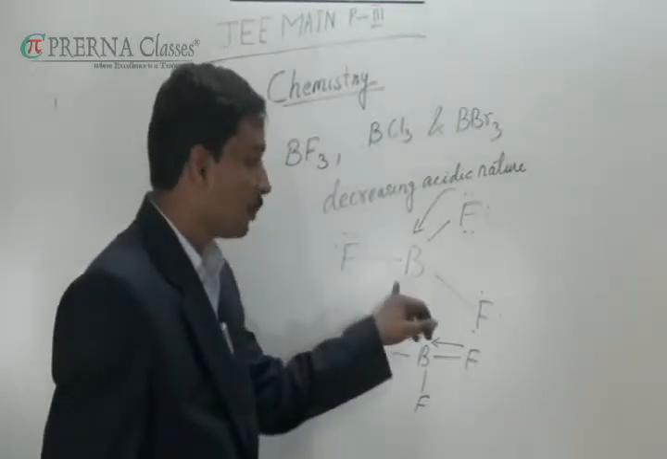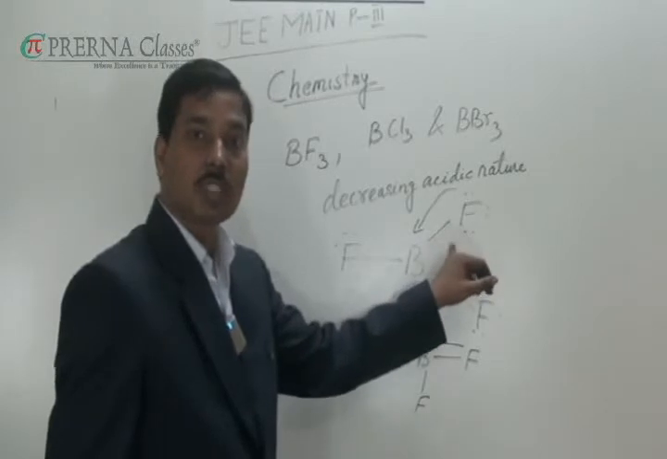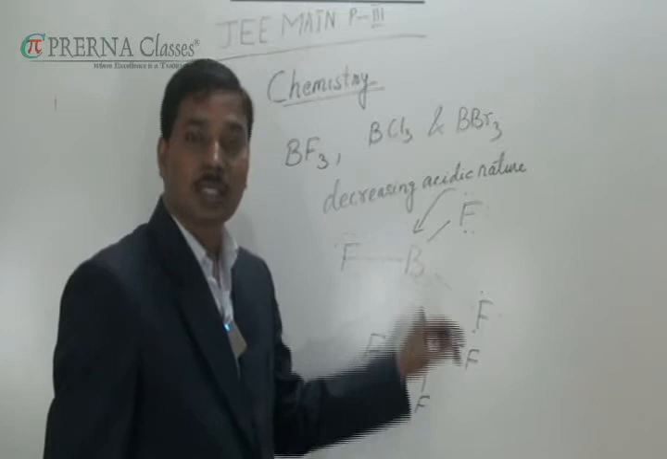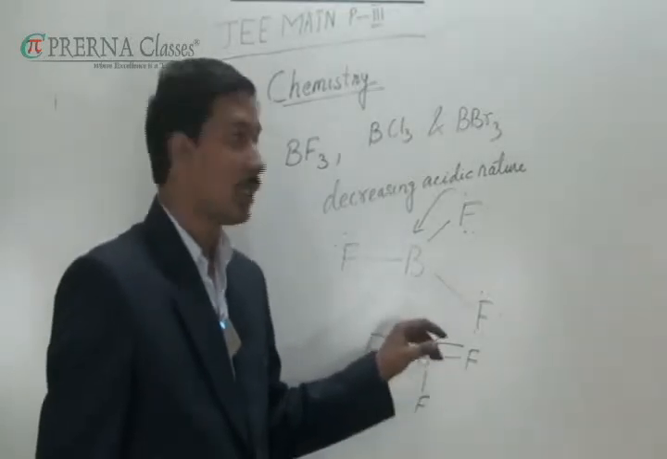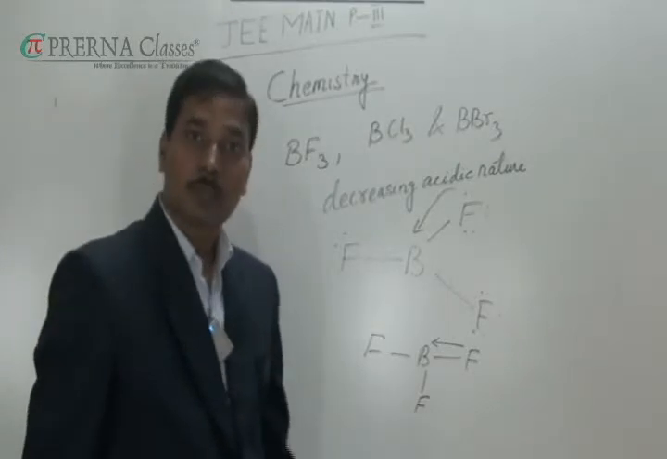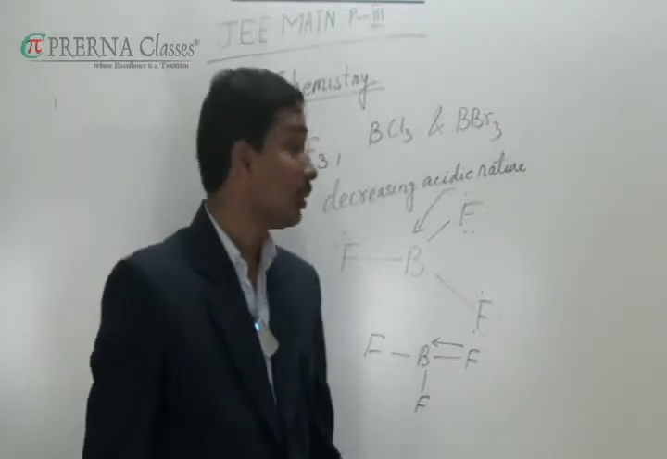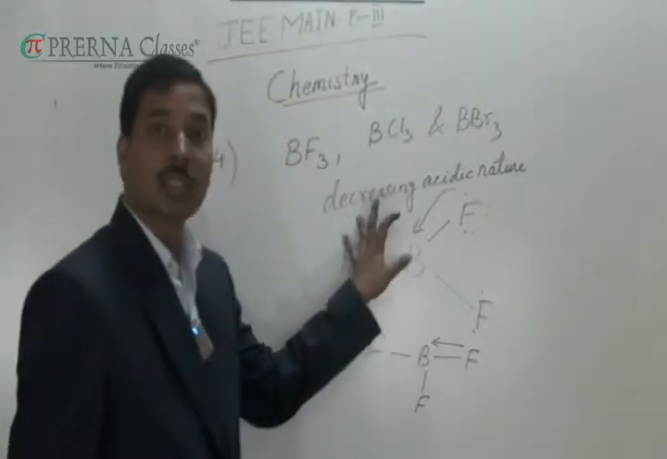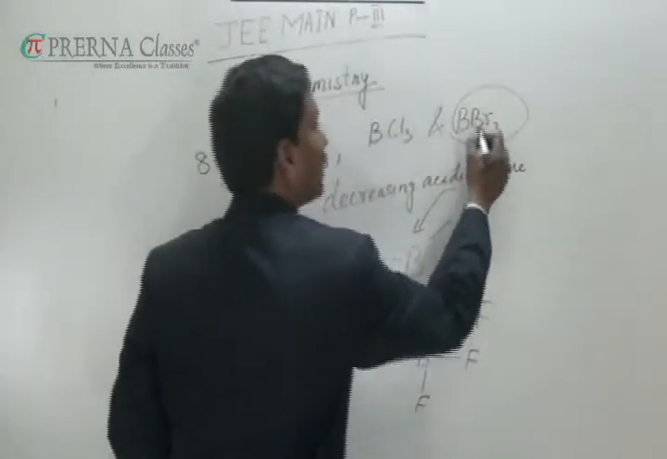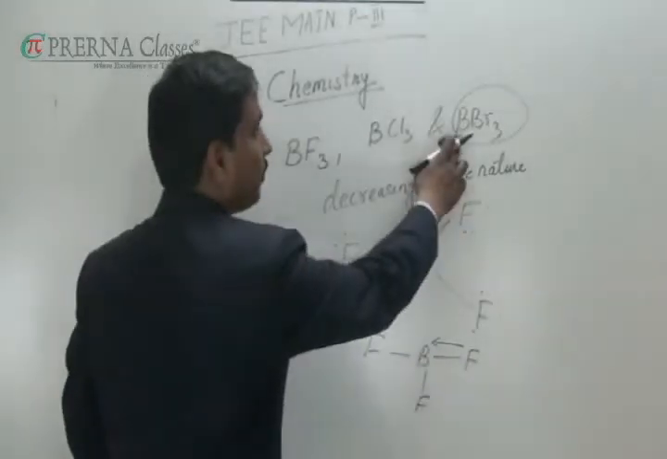Therefore, we can say that BF3, due to back bonding of electrons by fluorine to the boron, is less acidic, and acidity increases down the group. Since chlorine and bromine are larger than boron, their back bonding will be difficult. Therefore, we have to write the acidic nature in decreasing order. The highest will be BBr3, since the atomic size of Br is very large with respect to B.